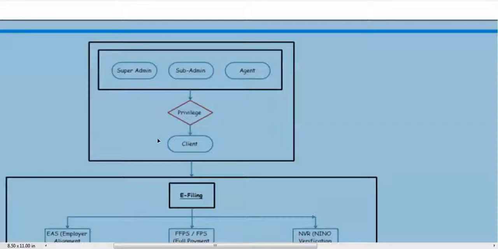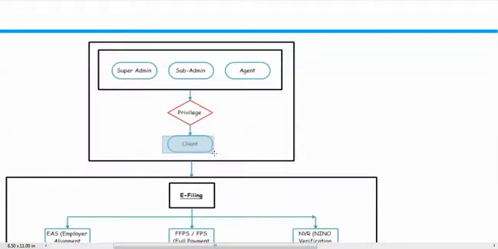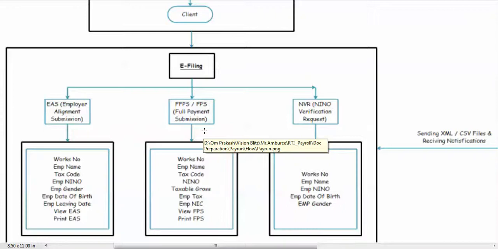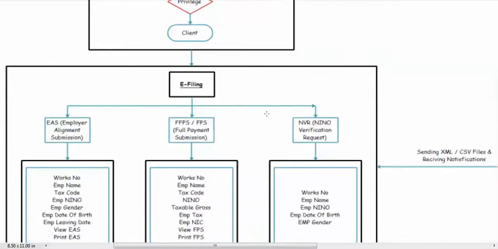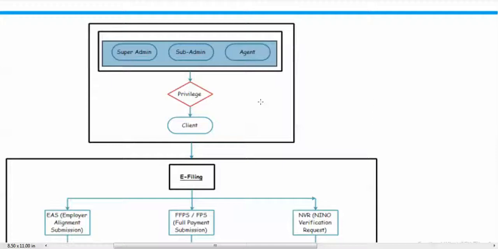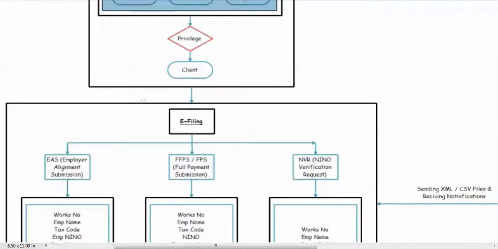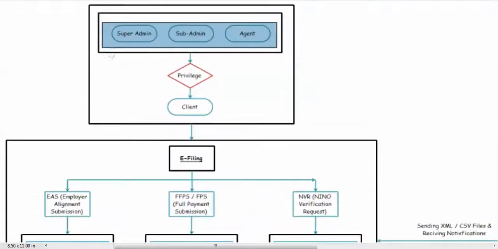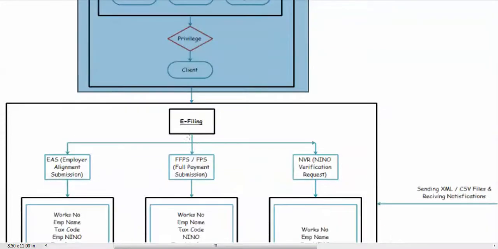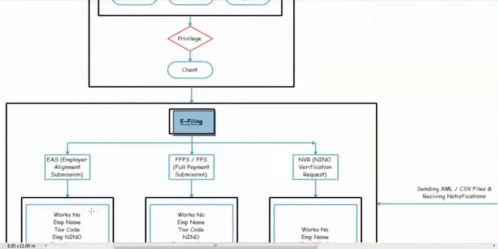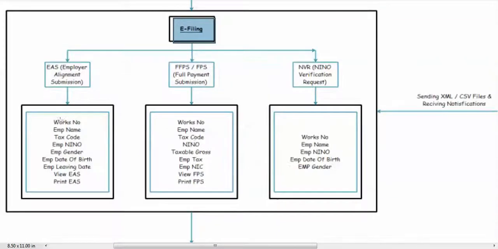So the client privilege has been set by the admin panel. Once he gets the privileges, he can process for e-filing also. At the same time, the admin panel can also process it. So all the users can process the e-filing also. So this is the e-filing model.